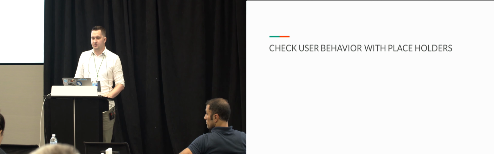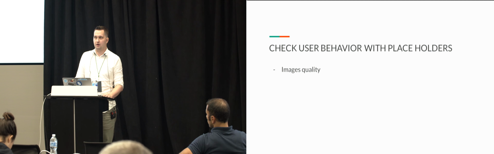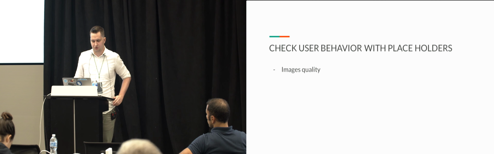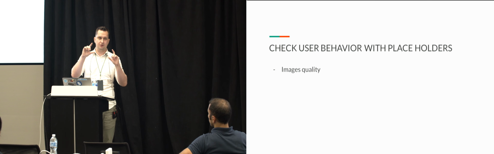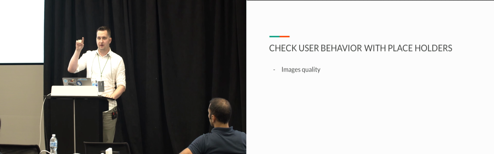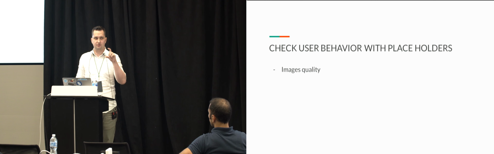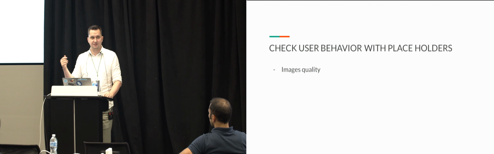Check user behavior with placeholders. First I will talk about image quality, so play with image quality. There are multiple cloud services that let you change the image resolution with just a URL param. Imagine you have an image view which is 300 by 300. What will happen if in that image view you render a 150 by 150 picture? Maybe users will be okay with that image, but you will have twice fewer bytes going through the network. And it might be a reason for you as well.